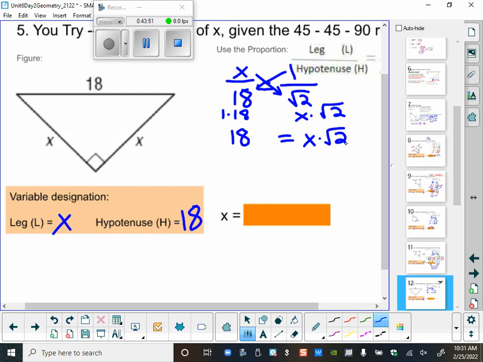Now, what should we do next? I have an x times square root of 2. Here's what we do: multiply by square root of 2 on both sides, everybody. Anytime it's x times square root of whatever, that's when we do this. Multiply by square root of 2 here. Multiply by square root of 2 here. Now, for the moment, is anything going to happen here? No.